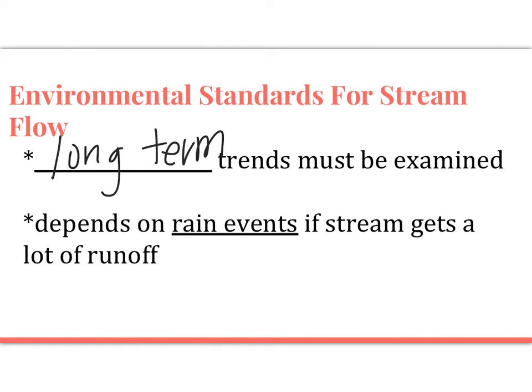We know during rain events, stream flow will increase. We know during droughts it will decrease, but we want to make sure that it bounces back. We want to make sure that any rain event or weather event happens and then the river comes back to balance. So we're keeping an eye on the long term when we're looking at stream flow.